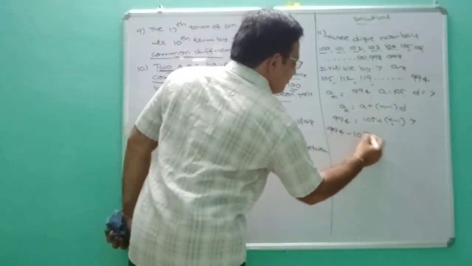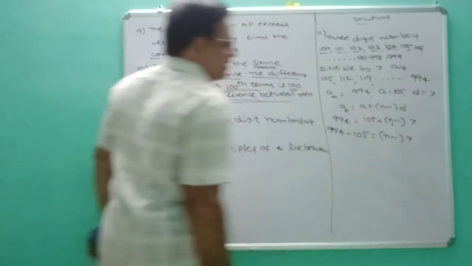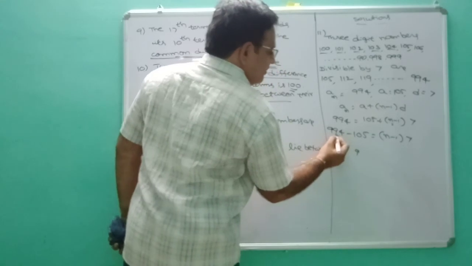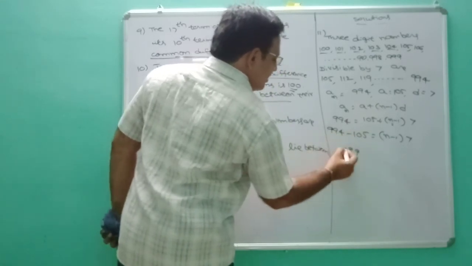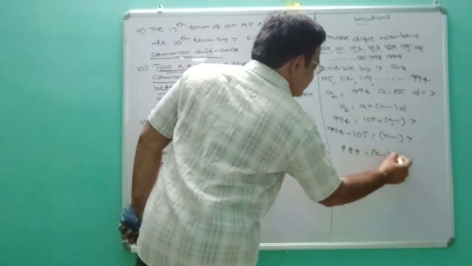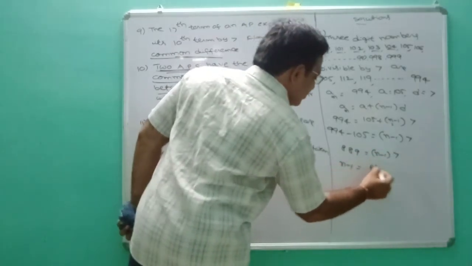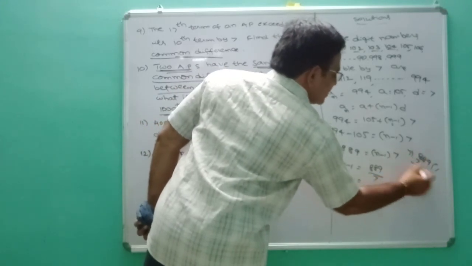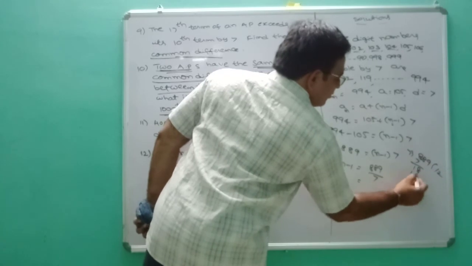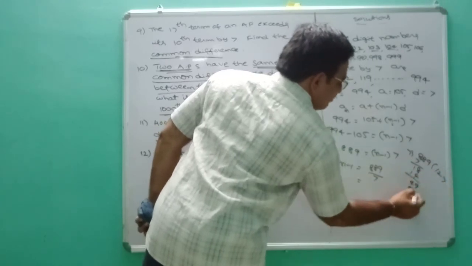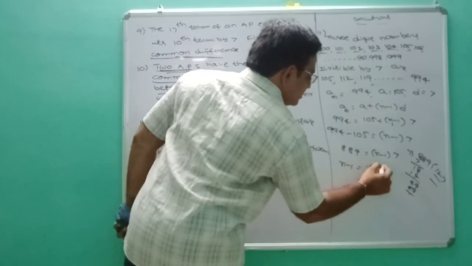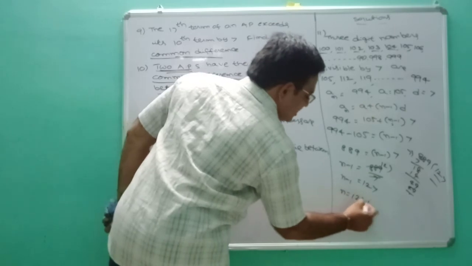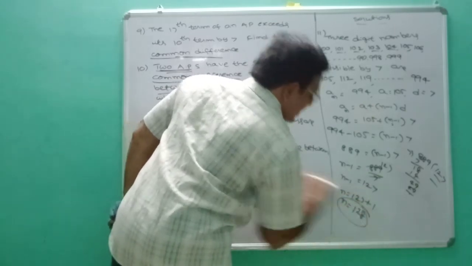994 minus 105 equal to n minus 1 into 7. Subtract it: 14 minus 5 is 9, and this value will be 8. So 889 equal to n minus 1 into 7. n minus 1 equal to 889 by 7. 7 1s are 7, 7 7s are 49. How many times will it divide? That means 127. Now n equal to 127 plus 1, n equal to 128.